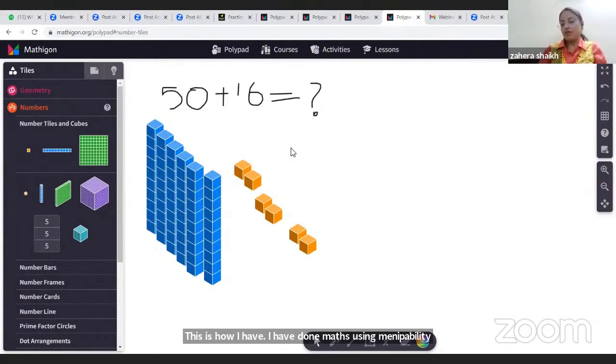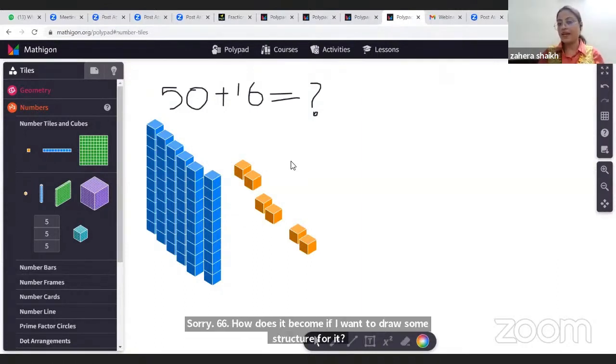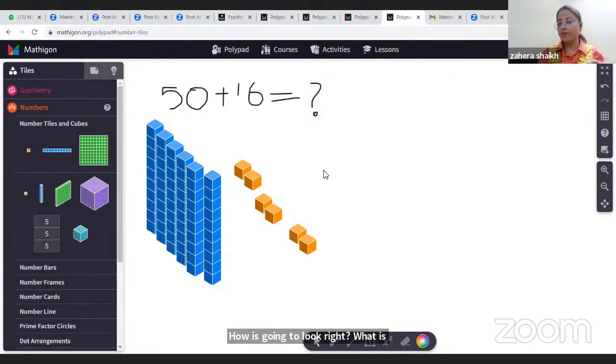But if I'm learning maths, I'm using manipulatives to learn maths, the very next moment I need to understand what it looks like. How does this 50 and 16 become 66? If I want to draw some structure for it, how is it going to look? It is kind of a problem. So if I'm making sense of this maths question, I'm going to use my whole understanding and flexible thinking into it. So 66 means I have 6 tens and 6 ones, and how I'm going to draw this in the form of a structure.